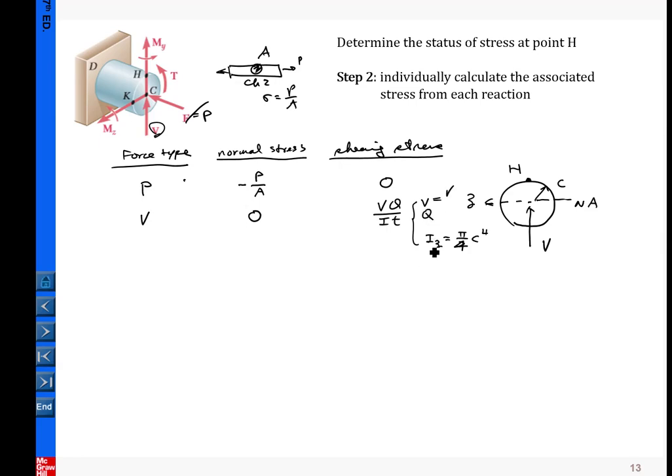And what is Q? Q is the shaded area above or below the cut. Here let me make one example. If we are interested in, say, the point here, then we make a cut. That cut is parallel to the neutral axis, and then from that cut we pick the shaded area like this one for determining Q.